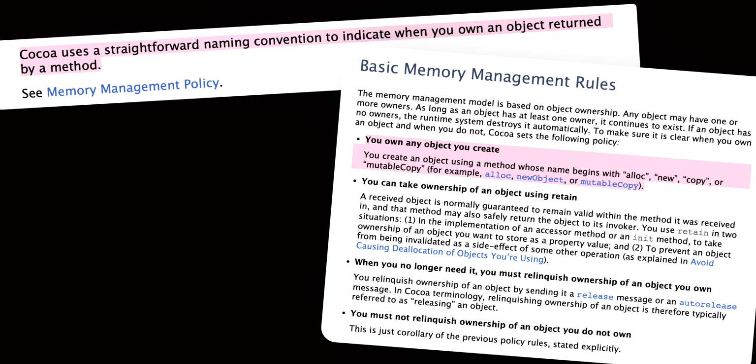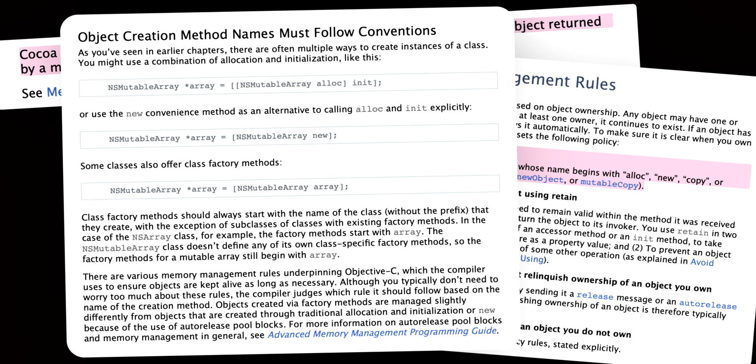Moreover, Objective-C has an entire naming convention for that. The guidelines suggest how you should name your methods so it remains clear who's responsible for releasing the objects they produce. But I'm going too much into detail here.